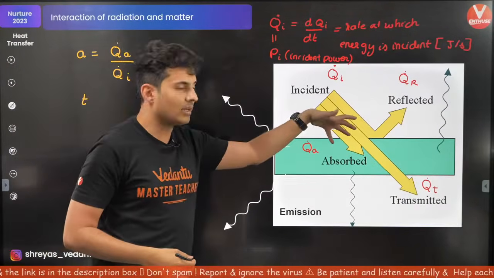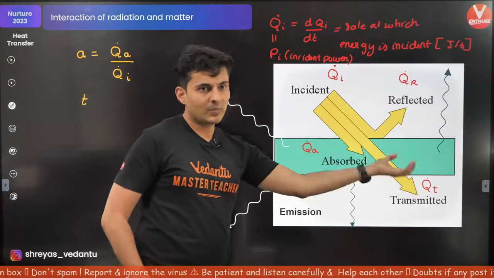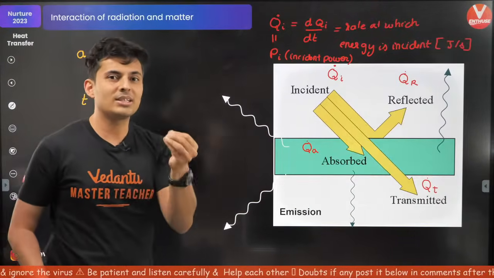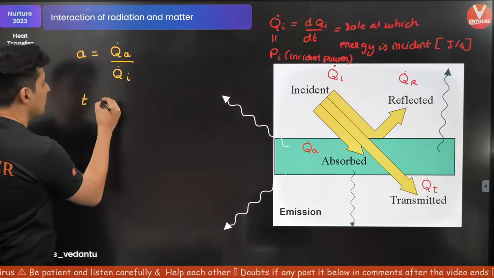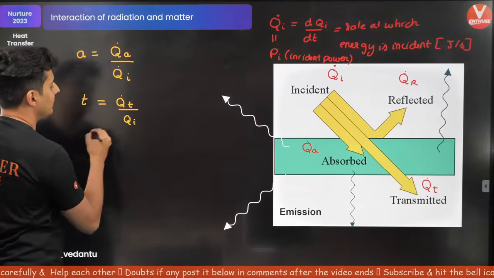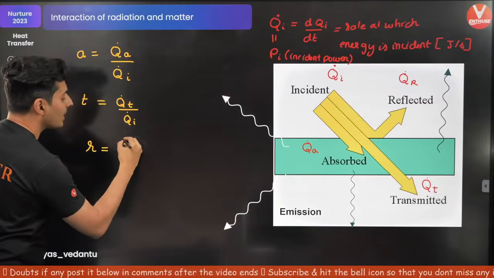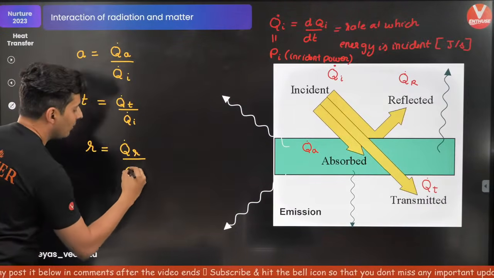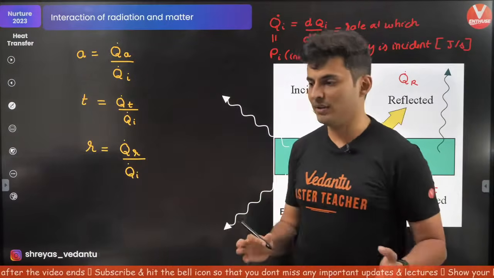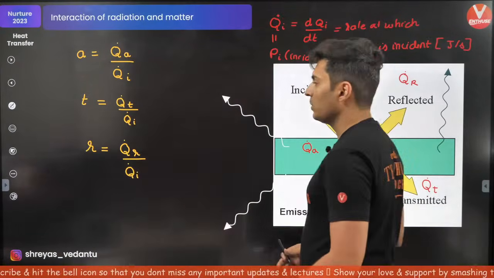Maybe 100 joules is incident, but only maybe 40 joules transmits. So 40 out of 100, 4 by 10, 0.4, that is the transmission coefficient. So it is nothing but how much energy gets transmitted upon how much energy is incident. Last thing, reflection coefficient. It is nothing but how much energy gets reflected upon how much energy is incident. That's it. So these are the three different coefficients: absorption coefficient, reflection coefficient, and transmission coefficient.